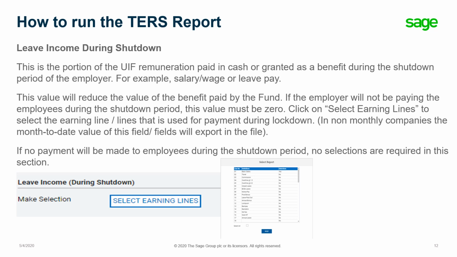Click on Select Earning Lines to select the earning line or lines that are used for the payment during lockdown. In non-monthly companies, the month-to-date value of these fields will export to the file. If no payment will be made, then no selections are required in this section.